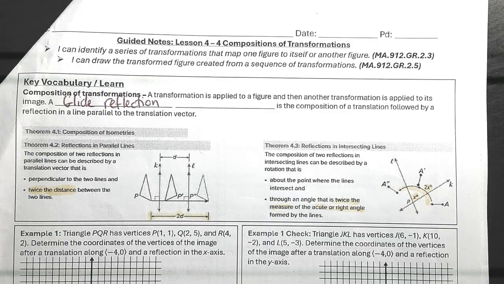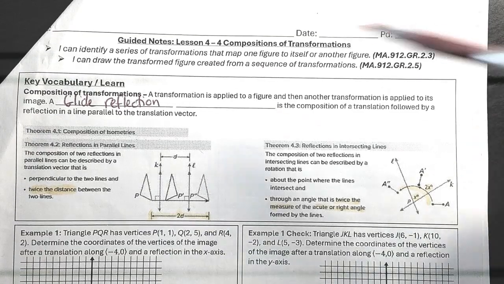Vocabulary, so composition of transformations. A transformation is applied to a figure, and then another transformation is applied to its image. A glide reflection is the composition of a translation followed by a reflection in a line parallel to the translation vector.